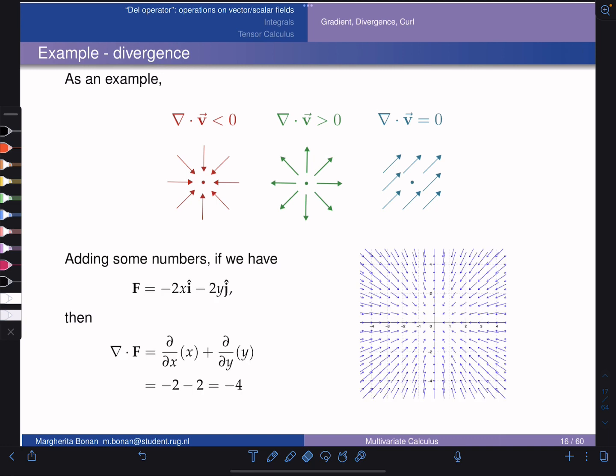Adding some numbers, we have that, for example, being f this vector field, the one that we saw before, then the divergence of this vector field is equal to minus 2, being the derivative with respect to x of the first component of the function, and minus 2 being the derivative with respect to y of the second component of the function, and this is equal to minus 4.